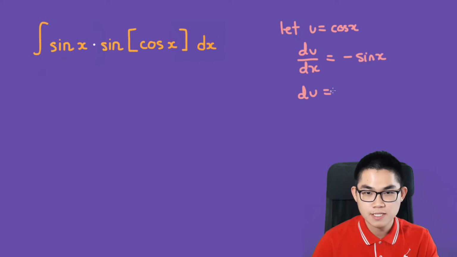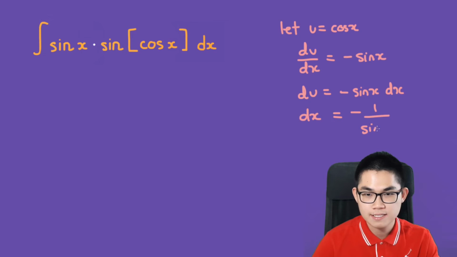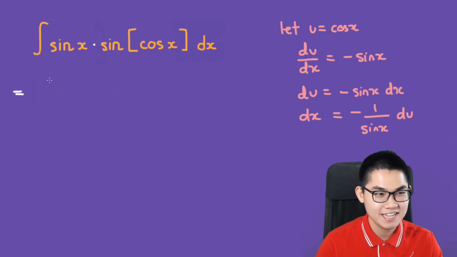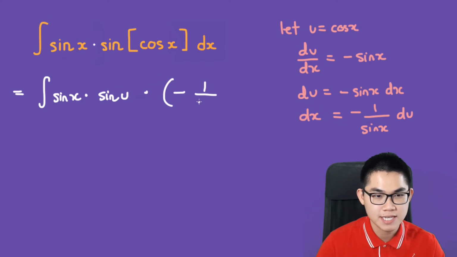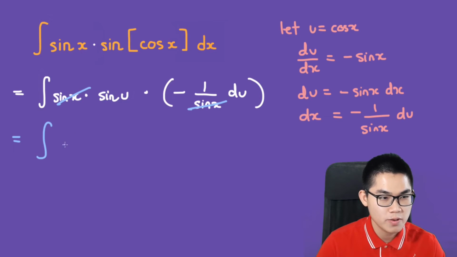So du is equal to negative sine of x times dx, and dx is equal to negative 1 over sine of x times du. So we have the integral of sine of x times sine, and instead of writing cosine of x, we are going to write u. So sine of u, and dx is simply negative 1 over sine of x times du. As you can see, the sine of x will cancel out. We have the integral of sine of u times du, and don't forget this negative sign. We're going to write it at the front.